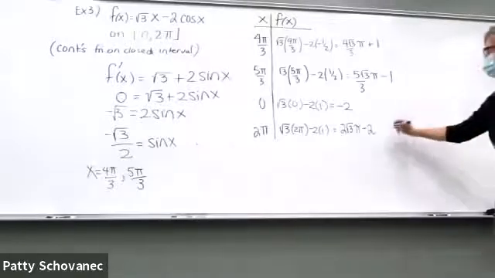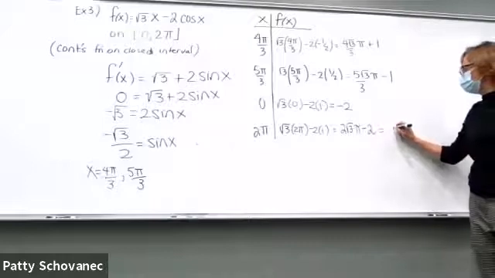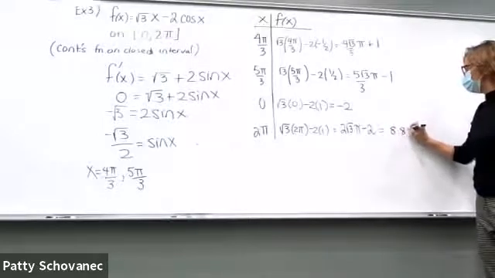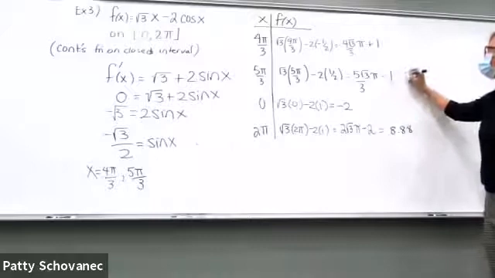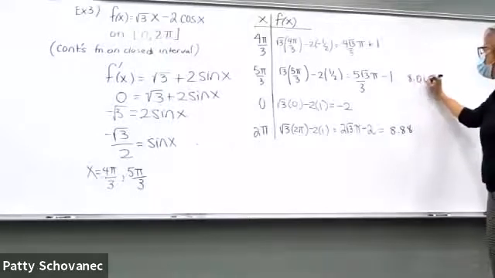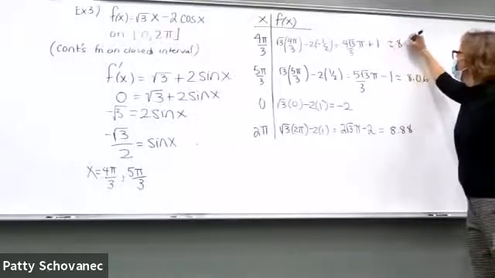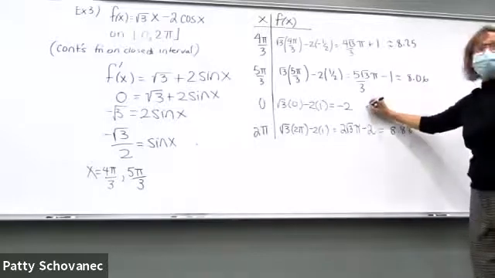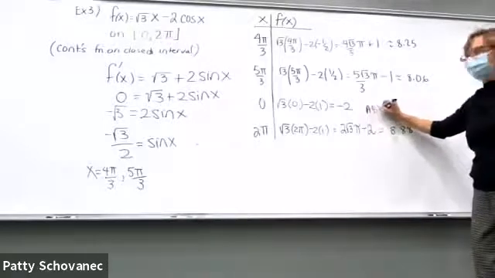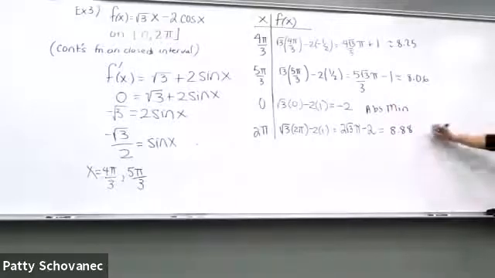Okay, so 2 pi was approximately 8.88. And then 5 pi over 3 was approximately 8.068. And 4 pi over 3 was approximately 8.25. So I guess we're pretty clear that this one's the absolute min. This is the only one that's negative. And then this one is apparently the absolute max.